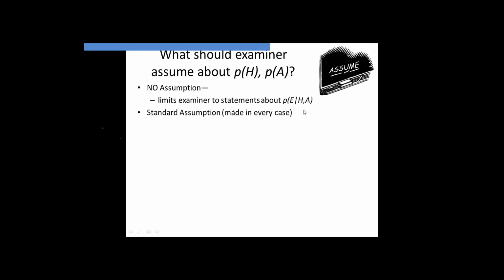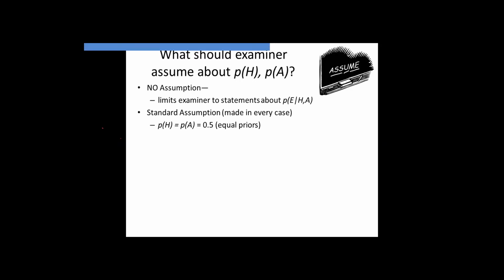Another approach might be to make a certain standard assumption in every case. In paternity cases, for example, an assumption is often made that the prior probability that the person who accused either is or isn't the father is 0.5, so equal priors. And this is thought of as kind of a neutral assumption. But making an assumption of equal priors or a probability of 0.5 isn't necessarily neutral, particularly in a criminal case.